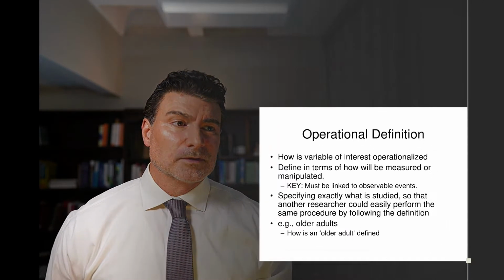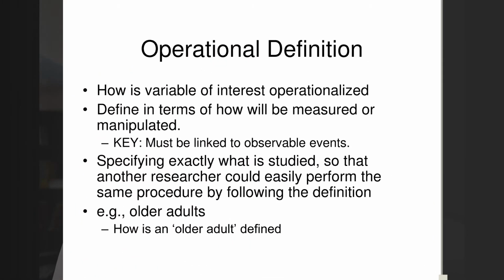So this is an important concept, operational definition. The way that I think about operational definitions is like a recipe. We want to operationally define everything we're doing in that study so another researcher could follow it exactly. Quite often with our population, we'll identify it. We'll talk about older adults. We need to define what an older adult is. We need to define exactly our methods and our procedures, so somebody else could follow it exactly.